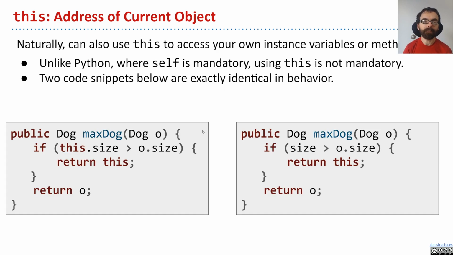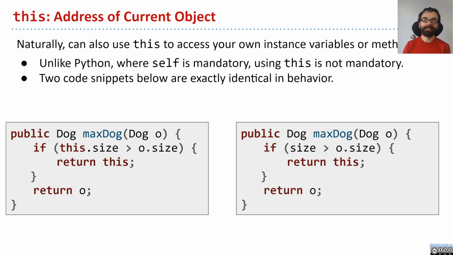This is a little bit of a detour, but because this is a reference to myself, I can also use it to reference my own instance variables or methods. At least in 2022, I omitted this early, so I wanted to raise this point while we're talking about equal equals and this. Unlike Python, where to access my own instance variables or methods I had to use self, and if you don't know Python, don't worry about that.